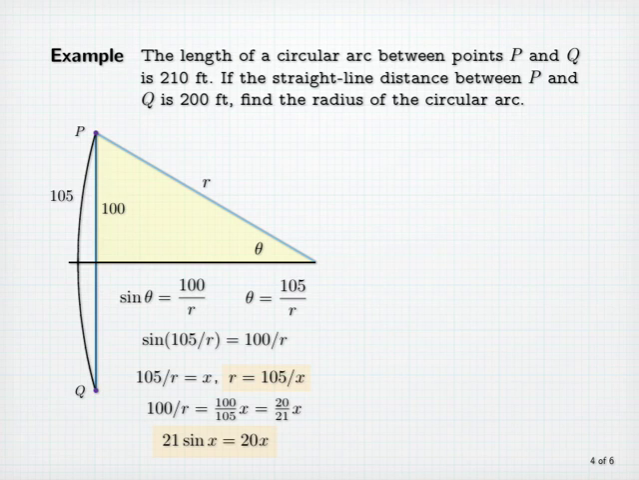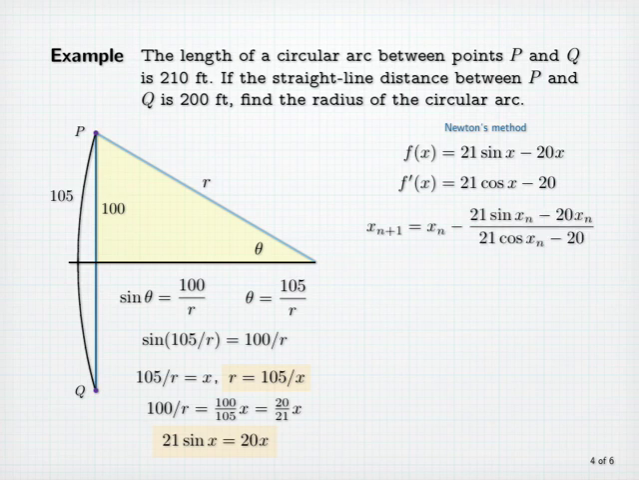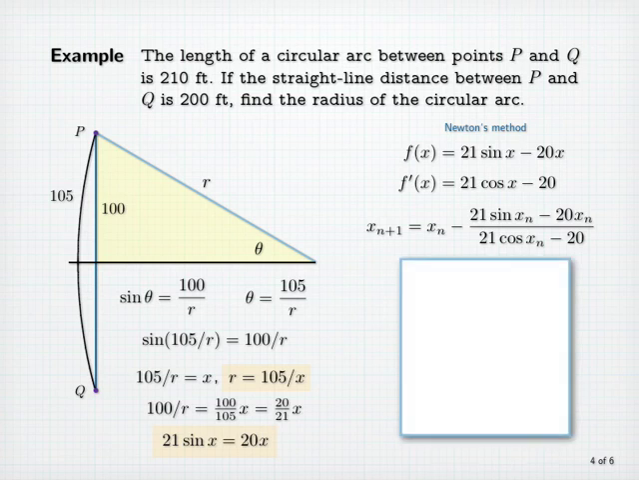So to find a solution of our equation, we'll use Newton's method, and so we need to recast this as a root finding problem. We let f of x equal 21 sine x minus 20x. The derivative is 21 cosine x minus 20, and so the Newton's method formula is xn plus 1 equals xn minus f of xn divided by f prime of xn as usual. So now let's do the calculation. We first need to find a reasonable value for x naught. To do that, we can graph f of x.